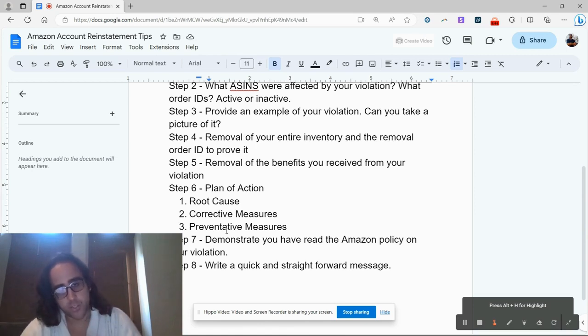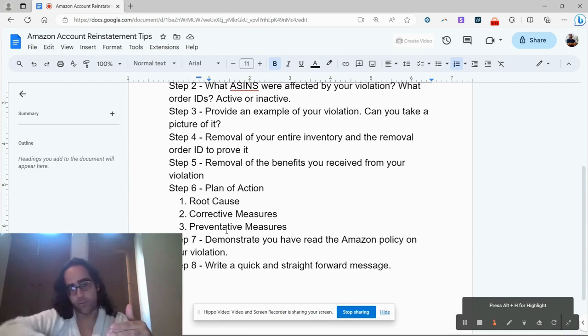And then step 8, just make sure that you write a quick and straightforward message. All the steps that I just mentioned, it's a lot, right? So make sure it's just quick, straight to the point, no fluff at all. They'll be like, oh, I'm so sorry about what I did. No, just straight to the point. We sold this. It was against the Amazon terms of service. The policy states this. We will respect this. We pulled the inventory. Here's the order ID. Just go boom, boom, boom, every single step. Very, very quick, very, very easy.